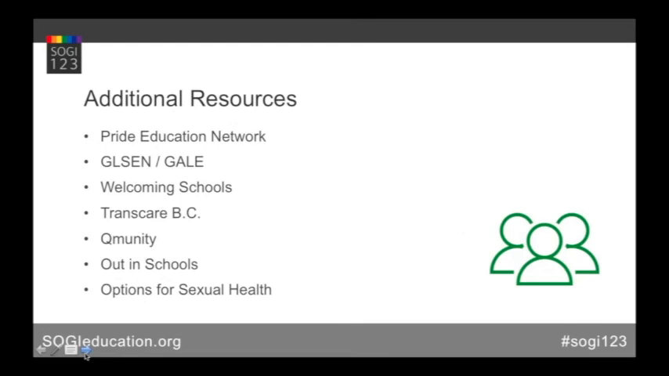So SOGI 123, as I mentioned, is a resource. There are many other resources, and quite frankly, we've borrowed from many of the resources and much of the work that's happened before us. Glenn Hansman started doing this work, I think, 20 years ago, maybe, in Vancouver as an anti-homophobia coordinator, and others have followed in his place. So we've borrowed from a lot of the lessons that have been proven to be effective, but there's other groups. Pride Education Network, which is local, featuring teachers from BC. We have GLSEN, which is an American organization of educators, as well as GALE, which is Canadian.